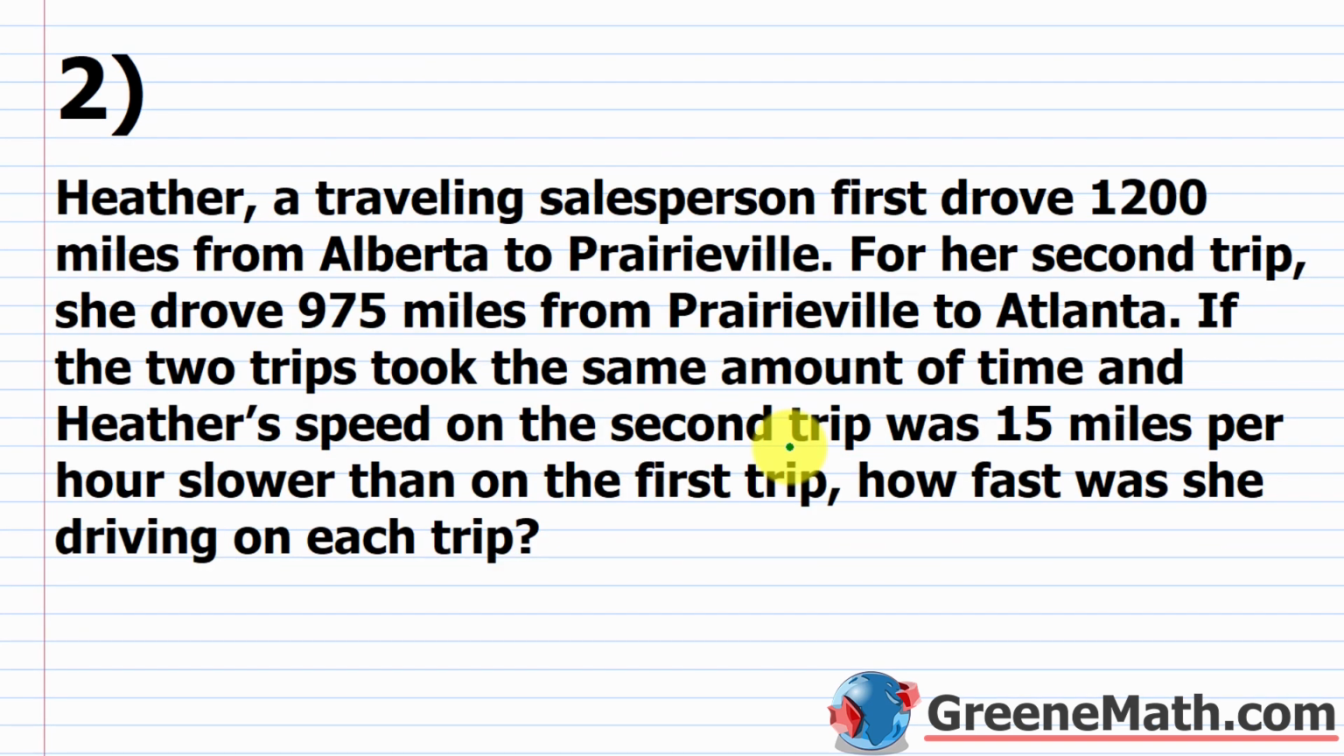All right, let's take a look at problem number 2 now. So we have that Heather, a traveling salesperson, first drove 1,200 miles from Alberta to Prairieville. For her second trip, she drove 975 miles from Prairieville to Atlanta. If the two trips took the same amount of time and Heather's speed on the second trip was 15 miles per hour slower than on the first trip, how fast was she driving on each trip?